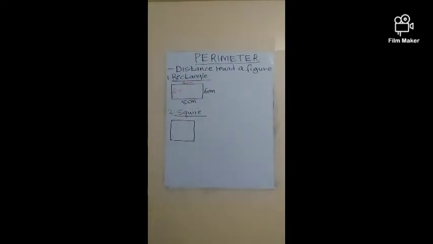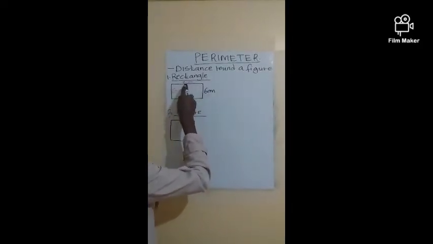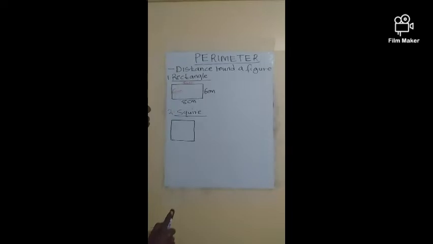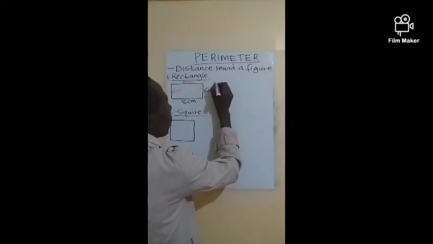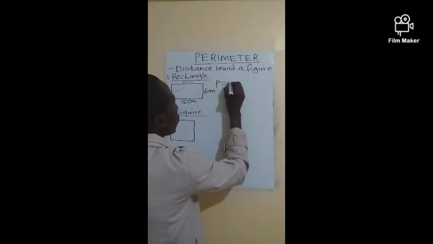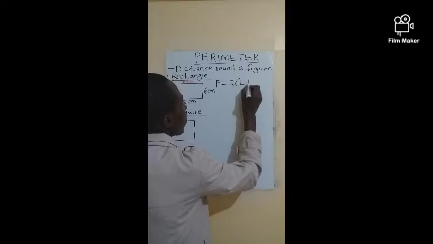Then we have said that perimeter is 8 plus 6 plus 8 plus 6. That one is going to give us the perimeter of that figure. Now we are going to use the formula to find the perimeter of this rectangle. Perimeter is 2 into length plus width.